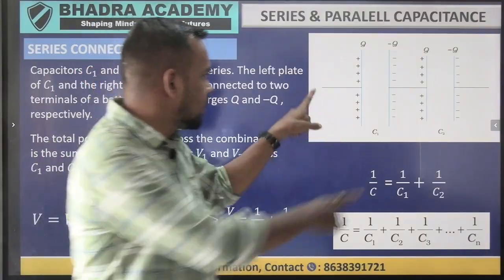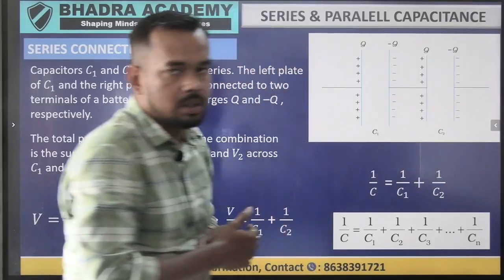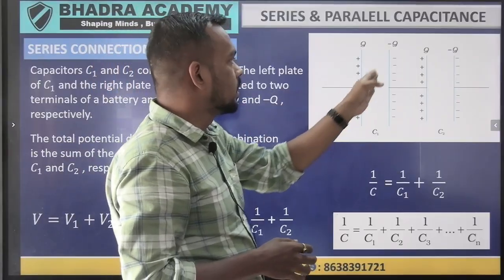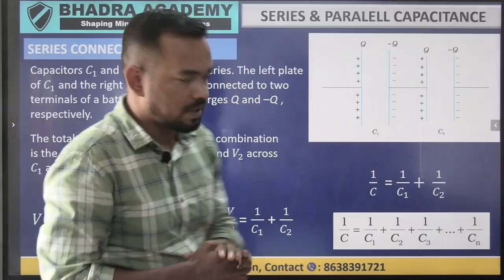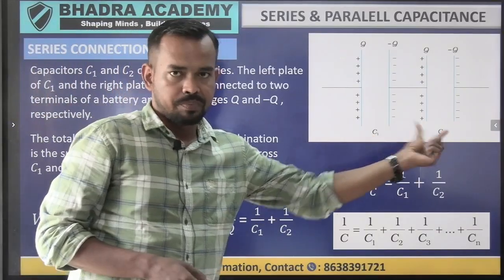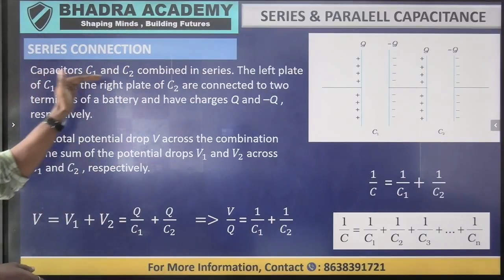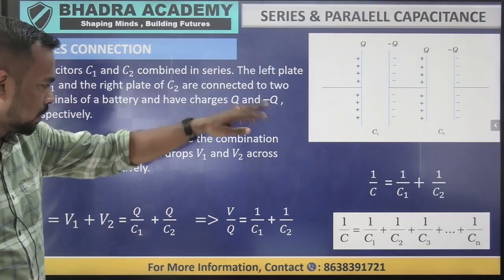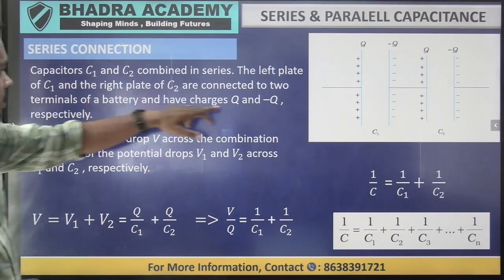Here you can see, we can apply a potential across the combination, right? The left side plates are charged positive, the right side plates are charged negative. The capacitances are denoted by C1 and C2, right? So here capacitors C1 and C2 are combined in series. The left plate of C1 is charged by plus Q, and the right plate of C2 is charged by minus Q.